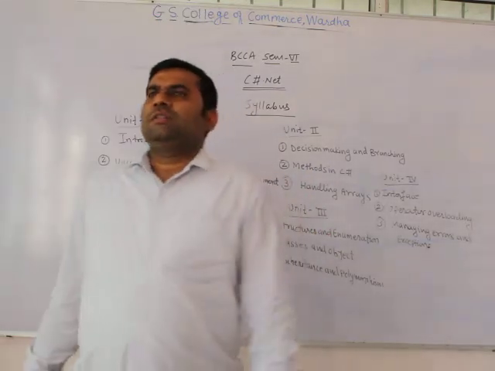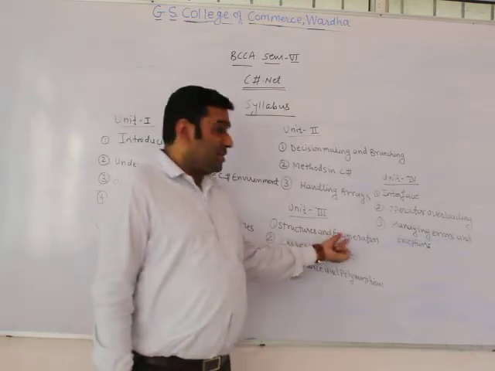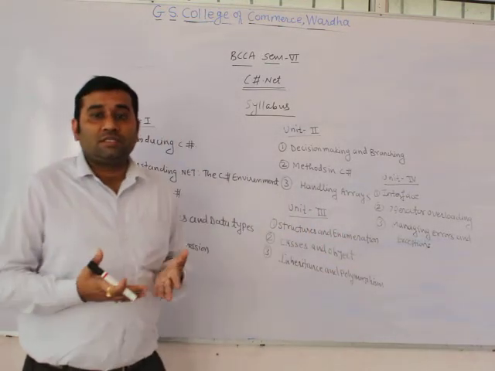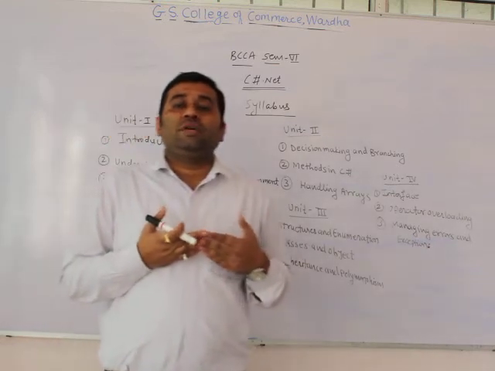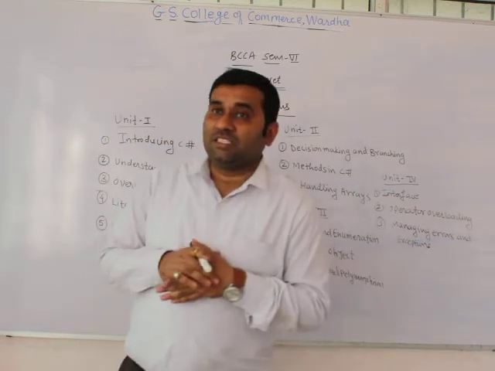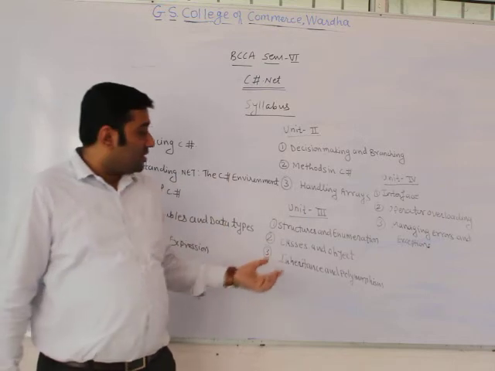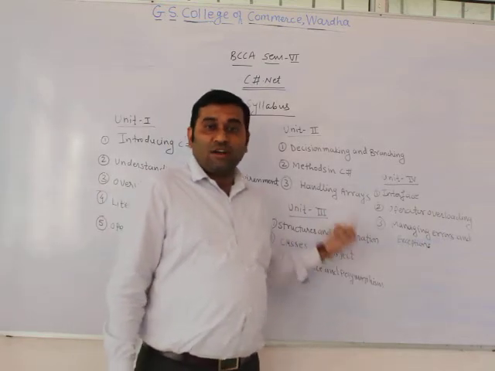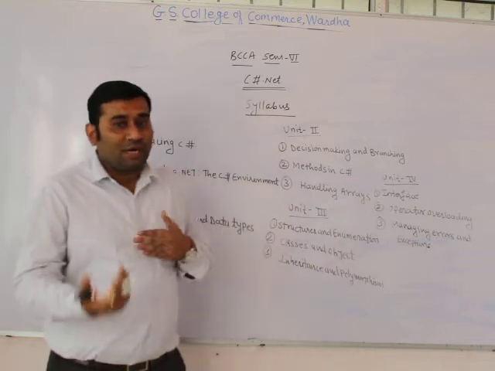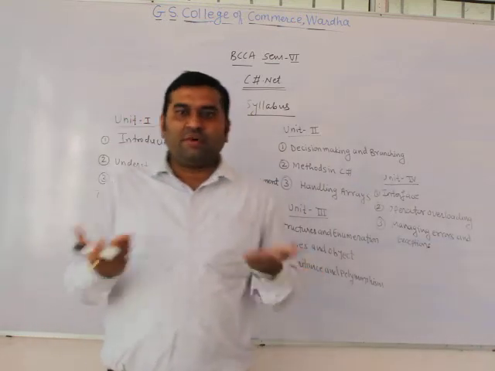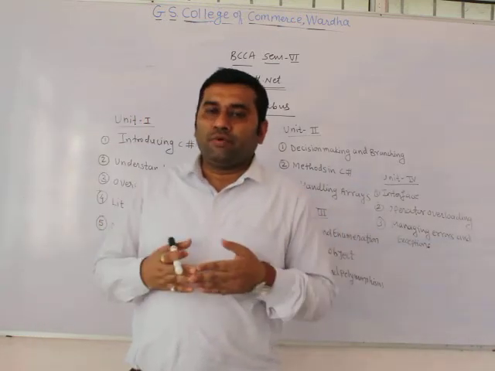In the third unit, you learn structures and enumeration. Structures: what is a structure? Structures used with methods. Difference between classes and structures. Enumeration: what is enumeration, type conversion. Next, classes and objects. What is a class? Basic principles of object oriented programming.